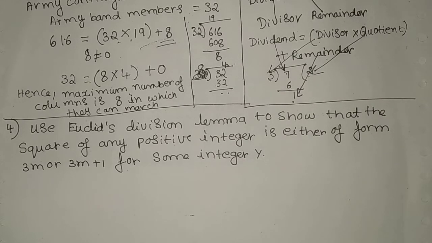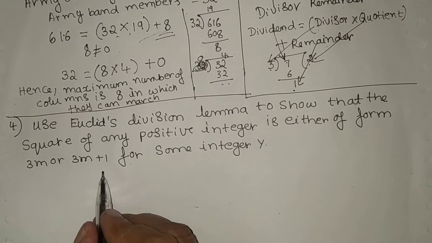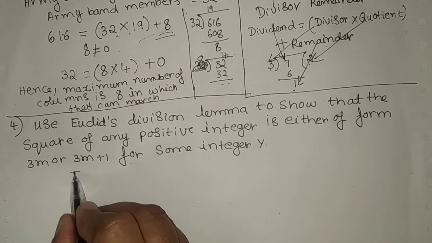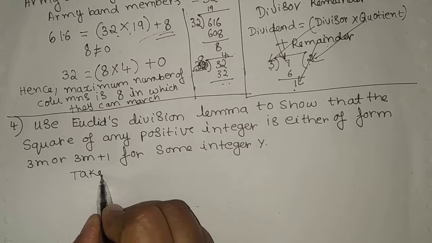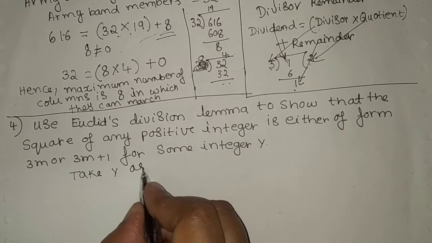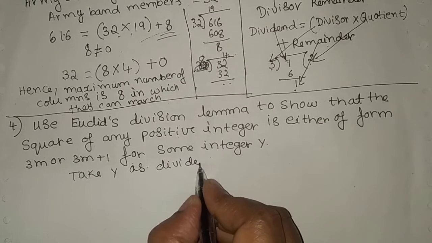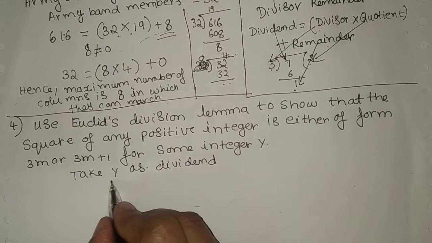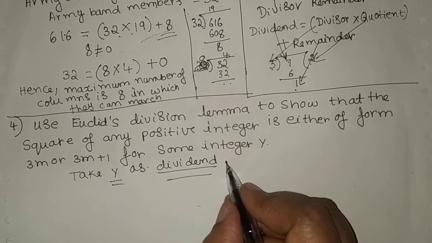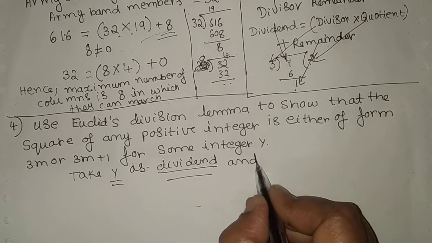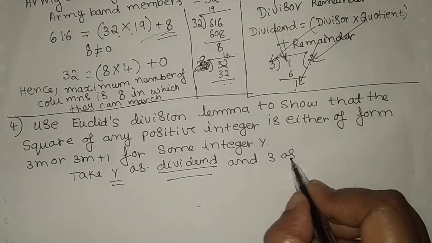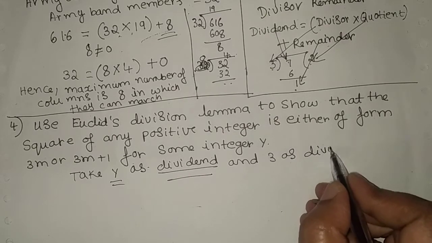So for this, first step is take y as dividend. So take y as dividend, and 3 as divisor.